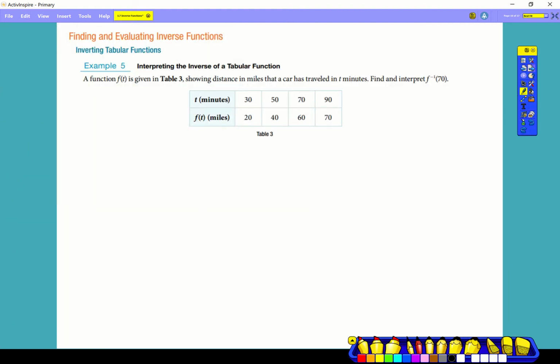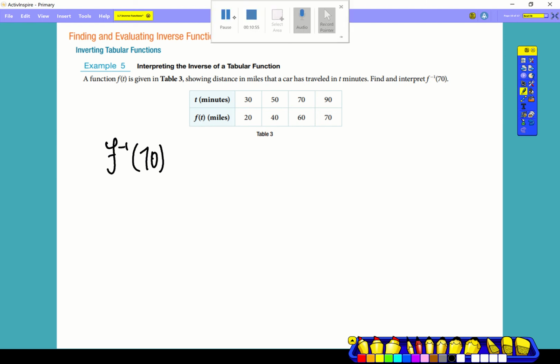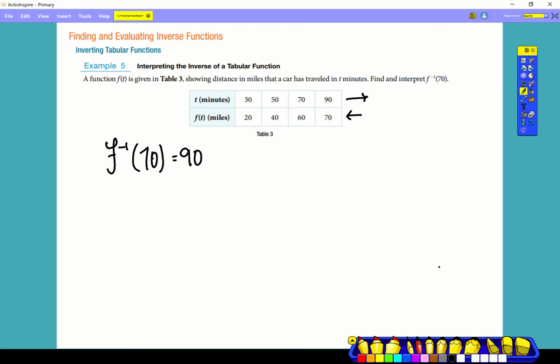Okay, finding and evaluating inverse functions. So a function f of t is given by this table. Now we're going to find and interpret f inverse of 70. Remember, it takes an output of the original function. So it's going to take one of these numbers, and it's going to give us one of these. So if I take 70, then that would equal 90. And that's how you read it from a table.